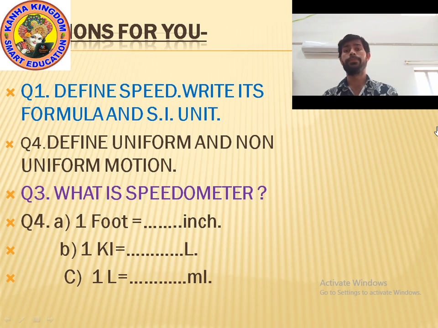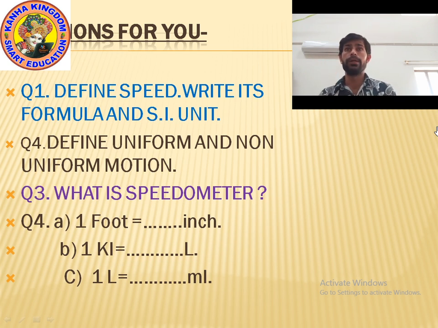So what is speed? Speed is defined as the total distance covered in total time. What is the formula of speed? Speed is equal to distance upon time. And what is the SI unit of speed? Meter per second. Because the unit of distance is meter and the unit of time is second, that's why the unit of speed is meter per second.